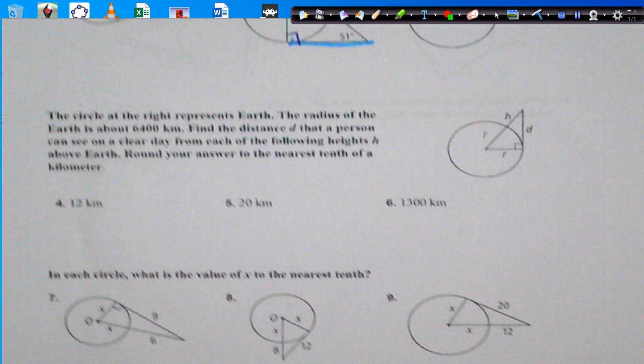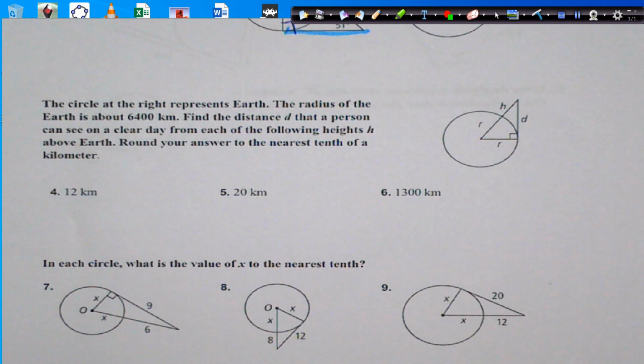Okay, so we're going to take that concept, because we have this right triangle. What do you think is going to happen? Well, you're right, triangles are going to happen. So it says the circle at the right represents the Earth. The radius of the Earth is about 6,400 kilometers. Find the distance d that a person can see on a clear day from each of the following heights above the Earth, rounding to the nearest tenth.